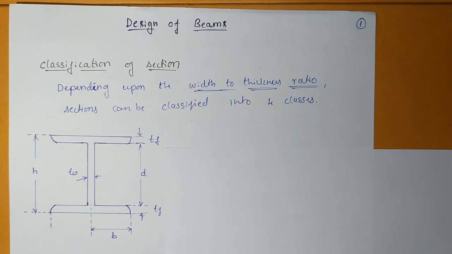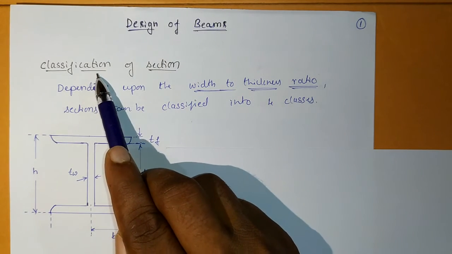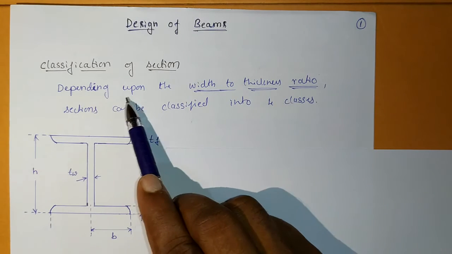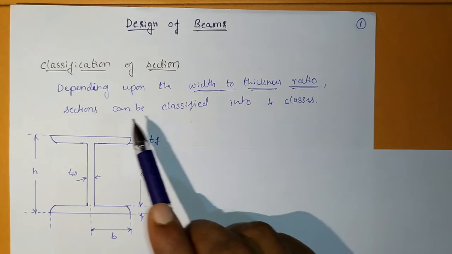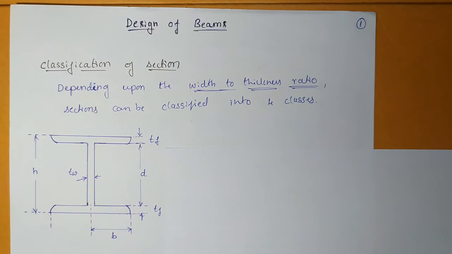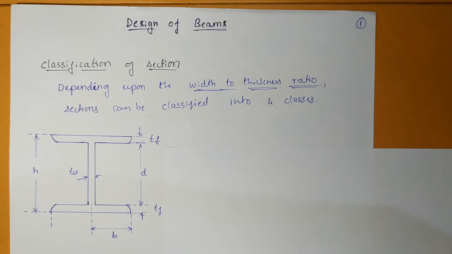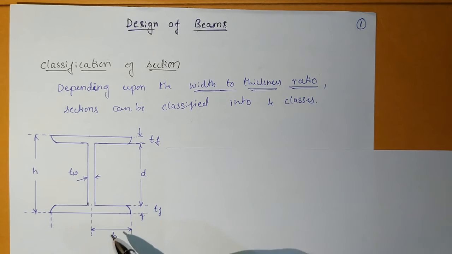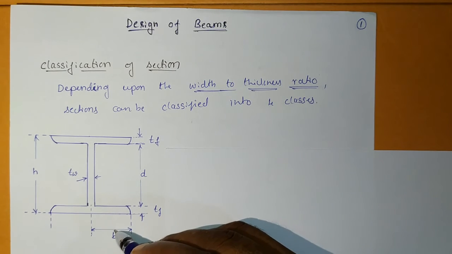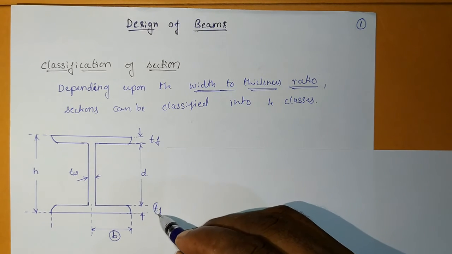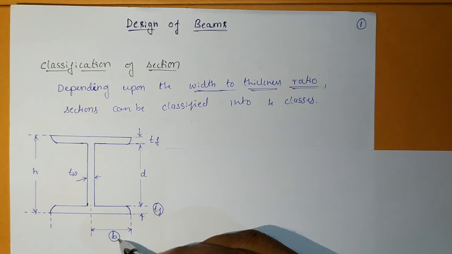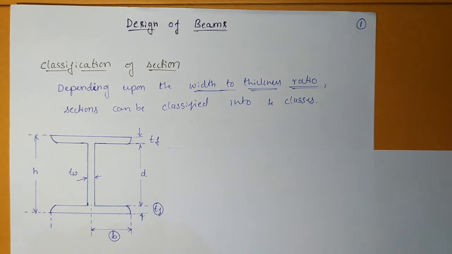Design of beams. First, let us discuss classification of section. Depending upon the width to thickness ratio, sections can be classified into 4 types, namely class 1, class 2, class 3 and class 4. Or in other words, plastic, compact, semi-compact and slender sections. The classification of the section mainly depends upon the width and thickness of the beam.